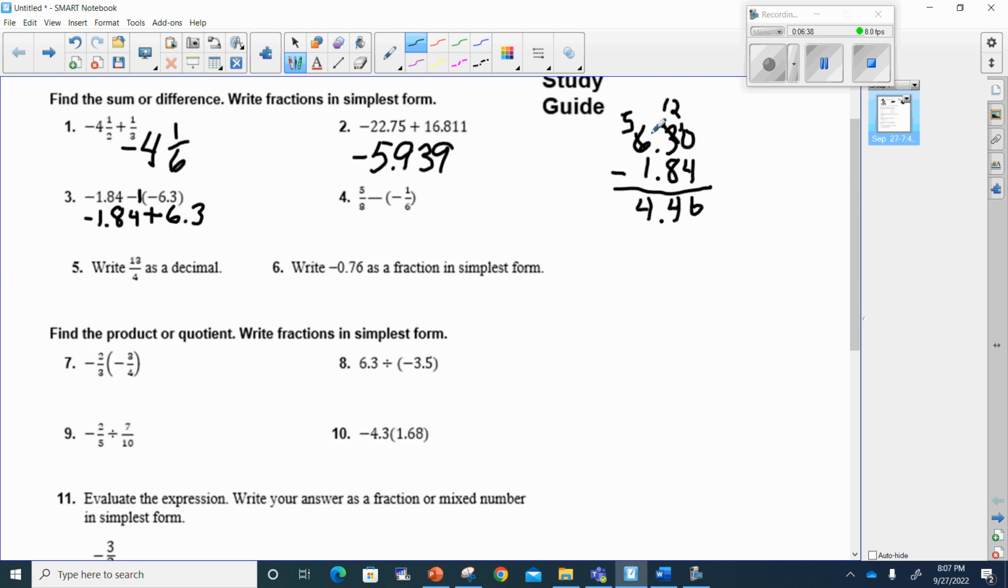Remember, it's big number minus small number, keep the sign of the big number. The big number this time was 6.3. So this answer will be 4.46. All right, and I'm sorry that came out a little messy.